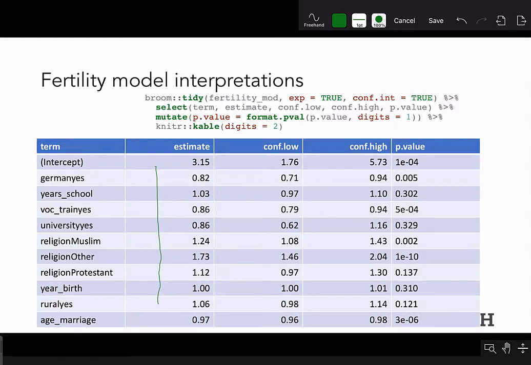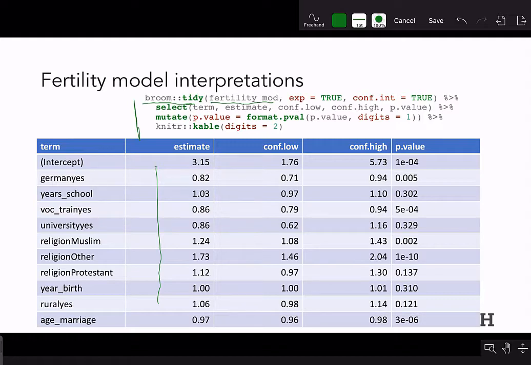The way that I extracted these elements is using the tidy function from the broom package. This function is really nice because it can take objects from glm or lm, and you just feed in the name of the object, and then it extracts things for you, like the estimates, and puts them into a data frame so they're easier to work with.